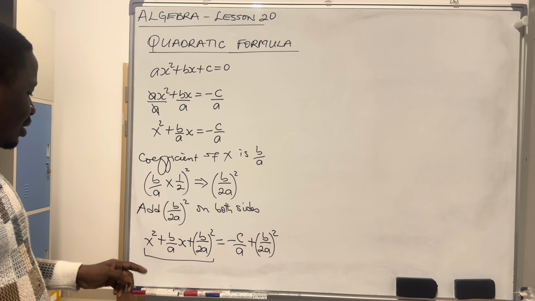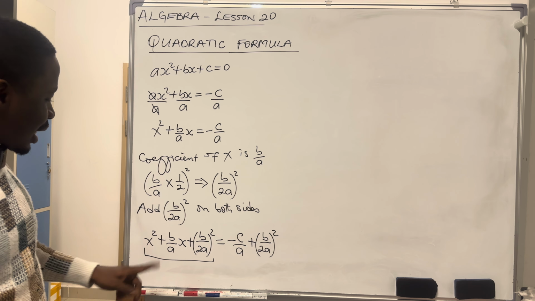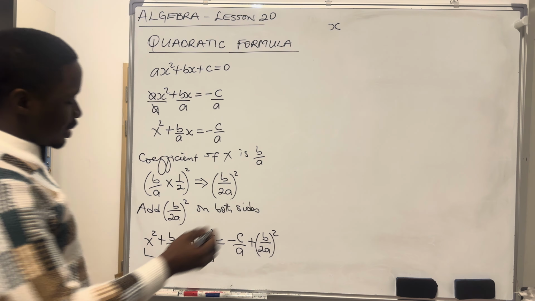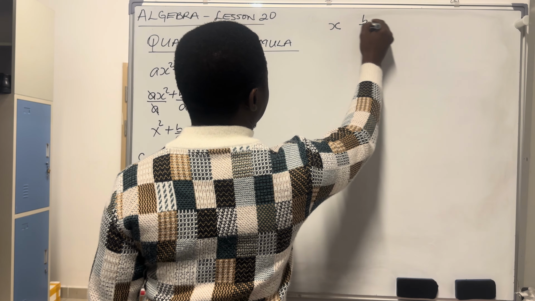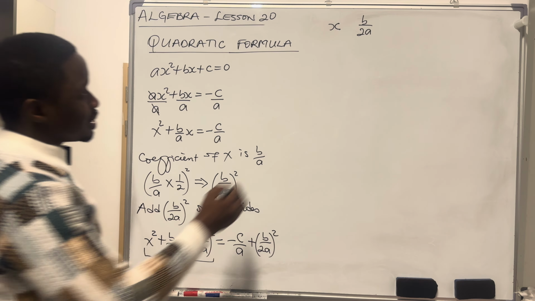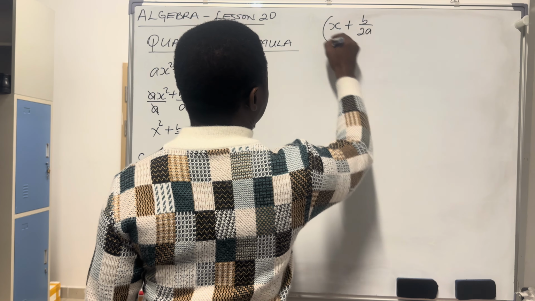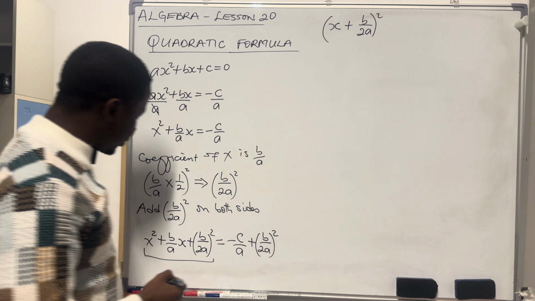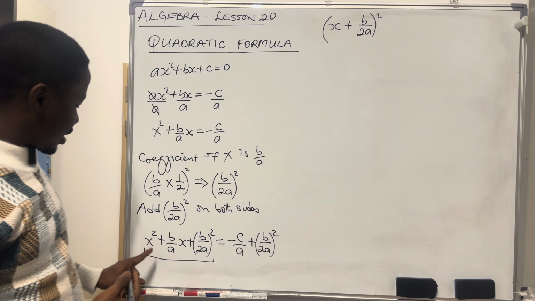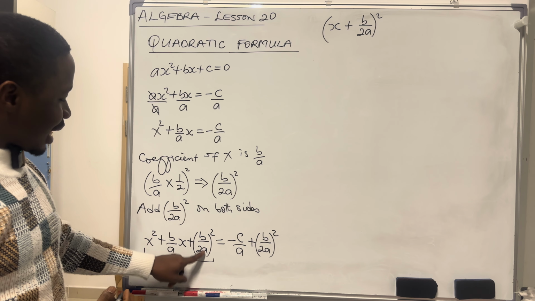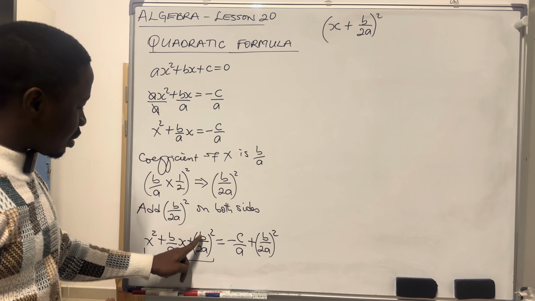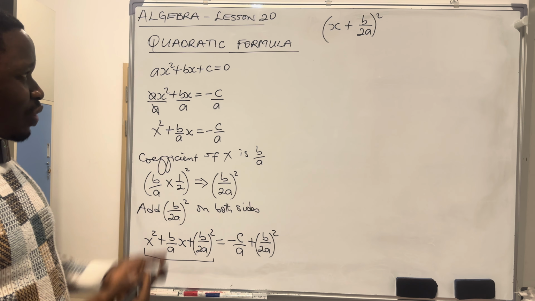How do we go about it? What is the base here? It is x. What is the base here? It is b over 2a. But is it positive or negative? It is positive. Forget about this, don't worry, it is part of the magic. The base here is x, the base here is b over 2a. So x plus b over 2a, all squared.